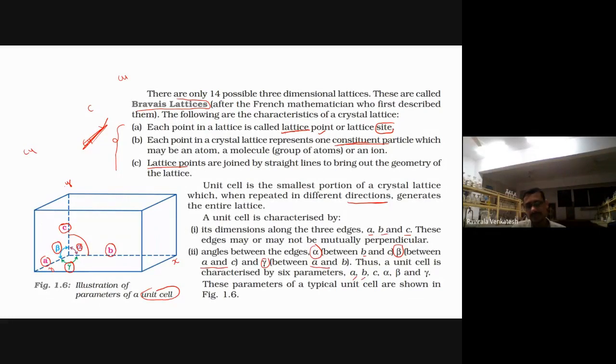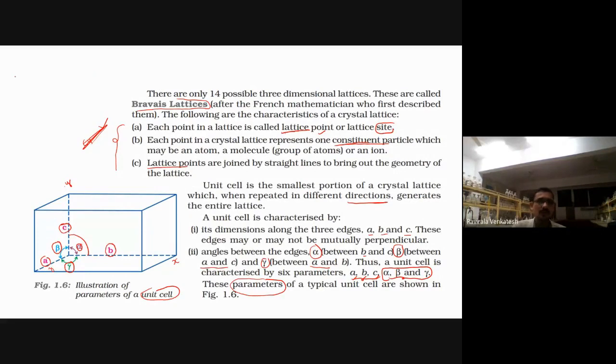A, B, C are the edge lengths, and alpha, beta, gamma are the angles. So these are the 6 parameters. With these 6 parameters only, we discuss the different types of unit cells. To remember them is also very simple.